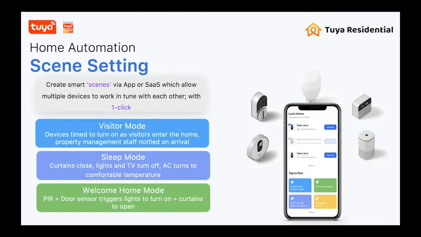Once I'm home and wish to go to bed, I can initiate a sleep scene using the Tuya Smart Residential app, which will then close all unnecessary devices such as the lights and TV, and security alarms such as the front door alarm are now armed in case of any unwanted disturbances.